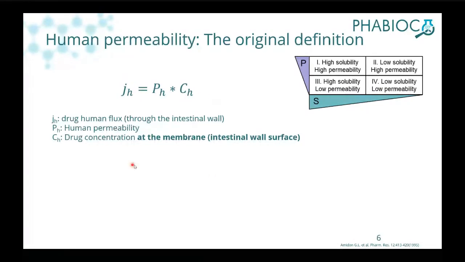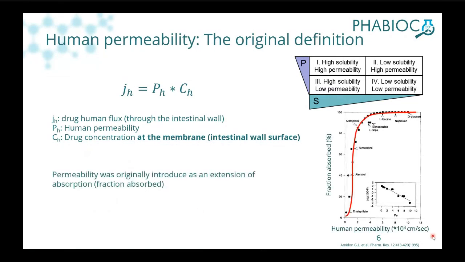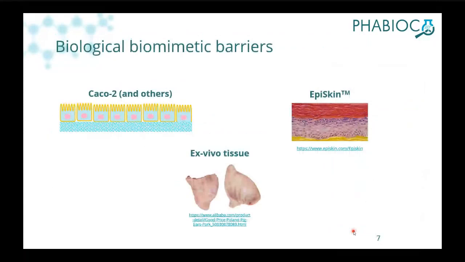And the concentration was defined as the concentration of the drug in the GI tract, or to be more specific, at the membrane intestinal wall surface. Making this calculation, it was possible for them to establish a correlation between this so-called human permeability and the fraction absorbed. So what we try to do with the apparent permeability is to substitute the human permeability, which is, and I repeat, a parameter that is extrapolated from in vivo data, with a more in vitro parameter that we can actually measure empirically. For doing that, we need a biomimetic barrier.